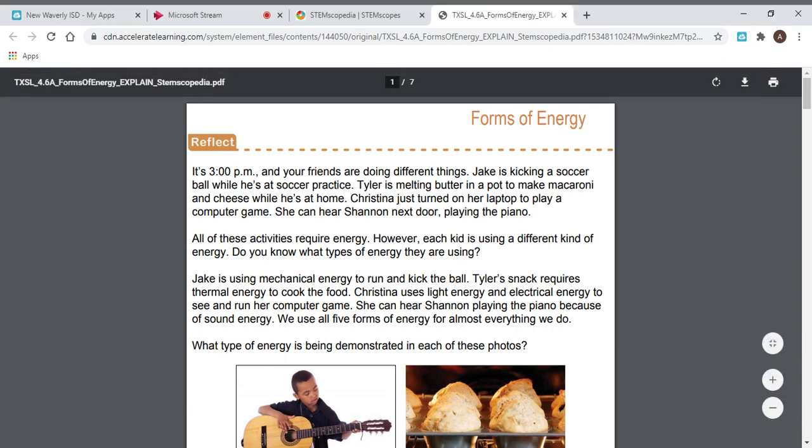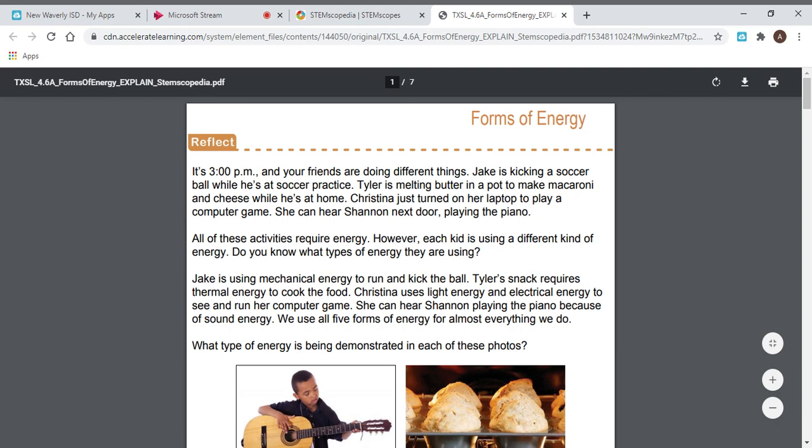So we're going to begin. It is in your StemScopedia book. It's the yellow one, and it is going to be on page 13. We're going to start off. So it says here, for forms of energy, reflect.